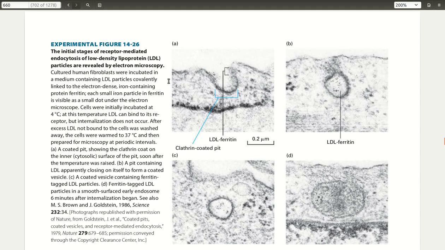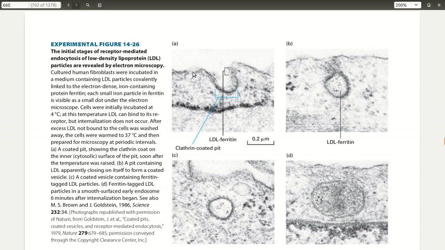And so this was an experiment in which cultured human fibroblasts were incubated in a medium containing LDL particles that are covalently linked to the electron dense iron containing protein ferritin. The cells were incubated at 4 degrees Celsius in a solution of LDL. What this does is basically allow the LDL to bind to all the receptors on the cell surface.